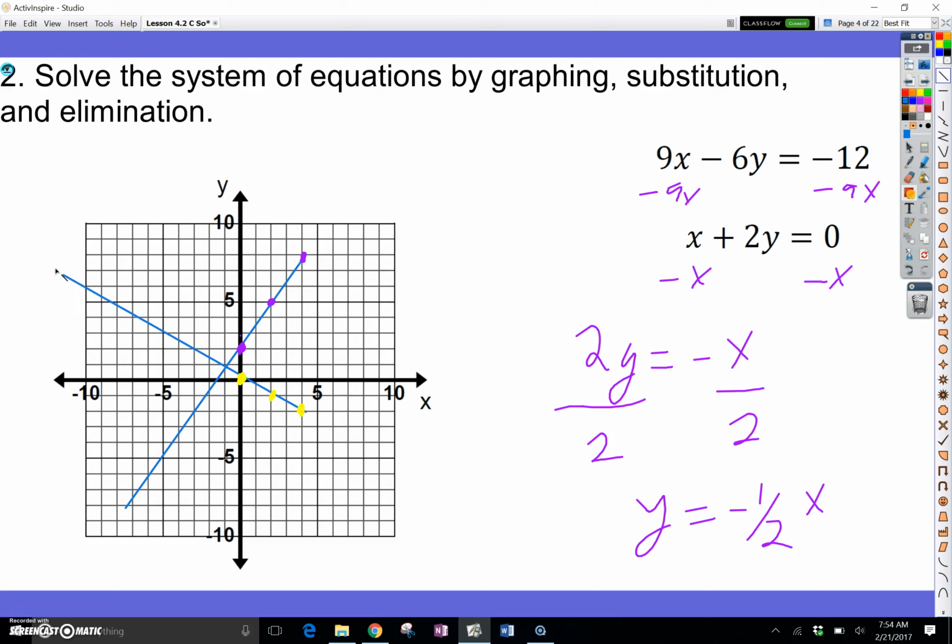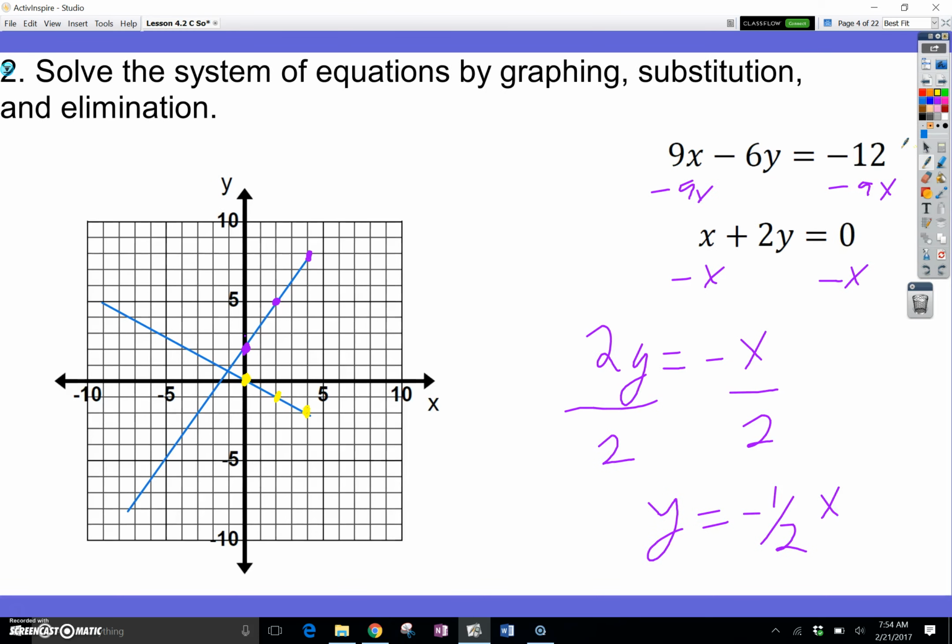Alright, now it looks like that's not correct. Let me go ahead and draw a little bit more exact. Now it looks like by graphing this is where they intersect, and if I did everything correctly, which let me double check that I did that.